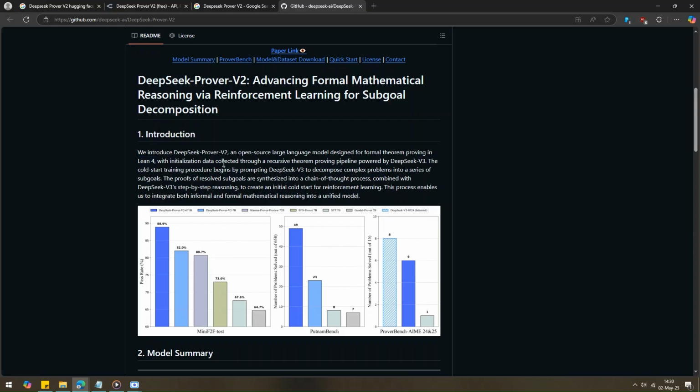But here's the cool part. Deepseek Prover V2 didn't learn the usual way. Instead of just looking at examples, it learned by breaking big math problems into smaller steps with help from another AI called Deepseek V3. This helped the model learn from scratch, which is called cold start training.